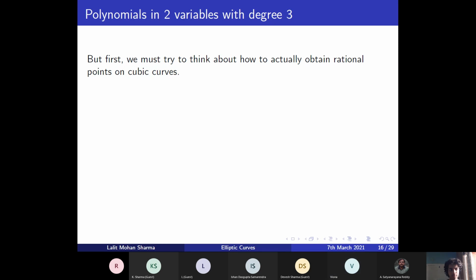So suppose you find a rational point on the cubic. What can you say then? What can you do with it? Can you draw some line through it, maybe a rational line? What would happen then? Just a guess. Maybe it will intersect twice, apart from the point that we started with. So that line would be intersecting the curve thrice.